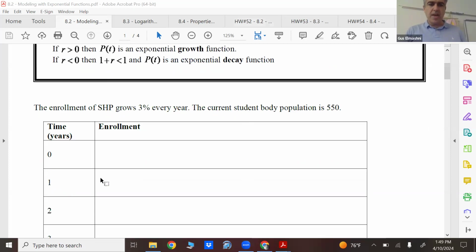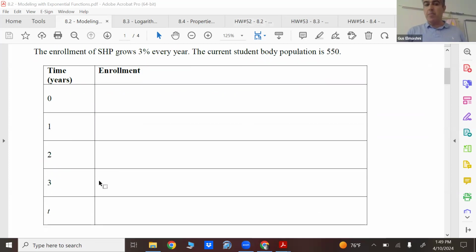So let's look at this case. Let's say the enrollment of Sacred Heart Prep grows 3% every year. And right now the current student population is 550. I know it's more than that, but say it's 550. So then right now you have 550 people, right? But after 1 year, how many people do we have now?